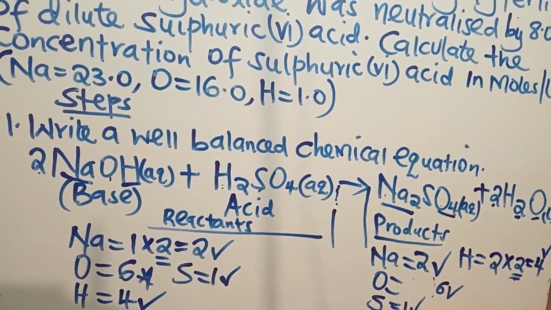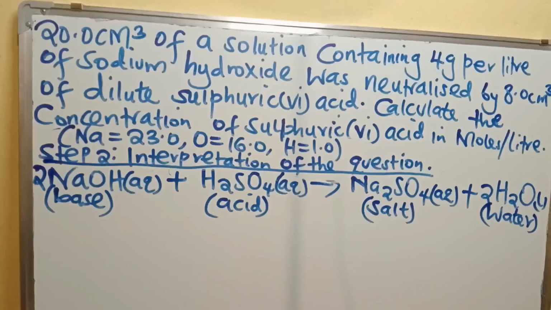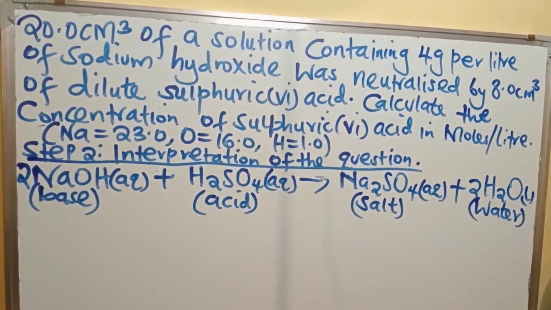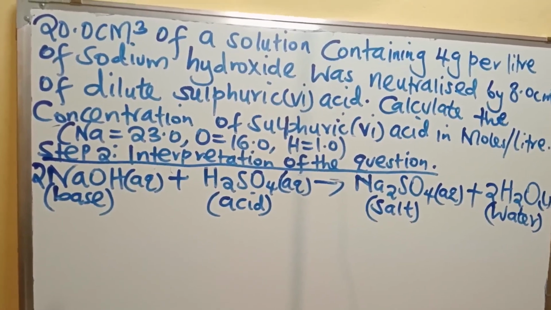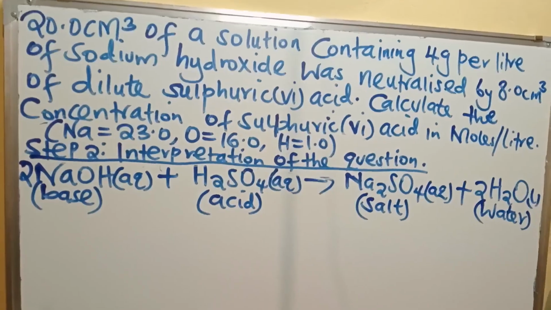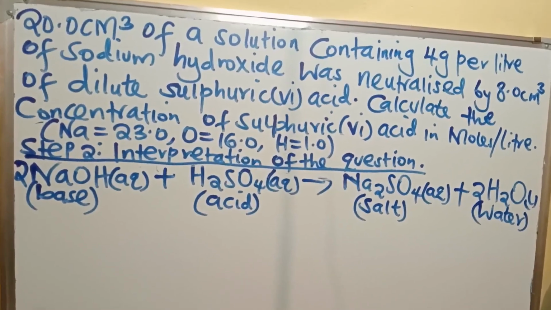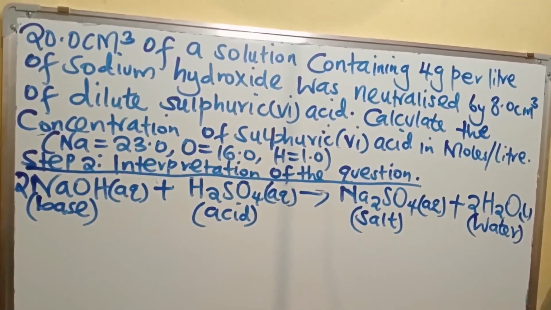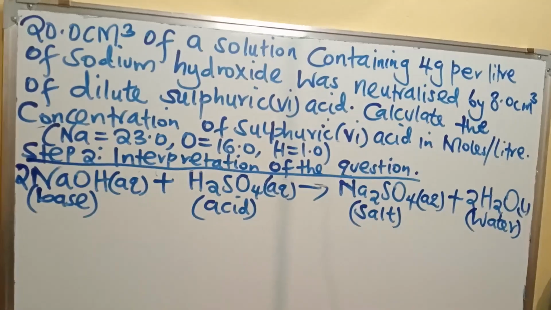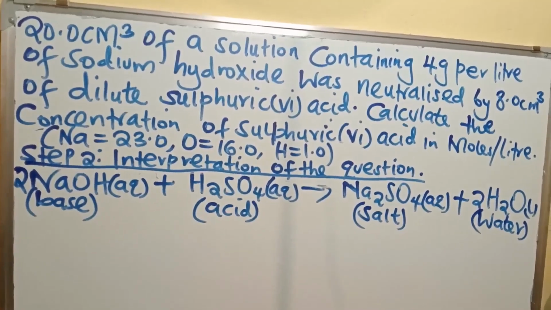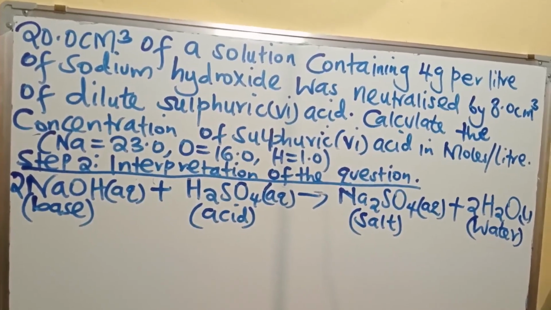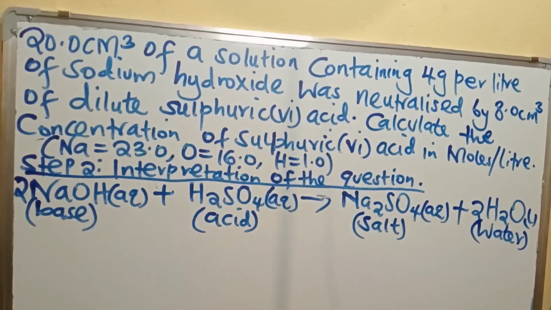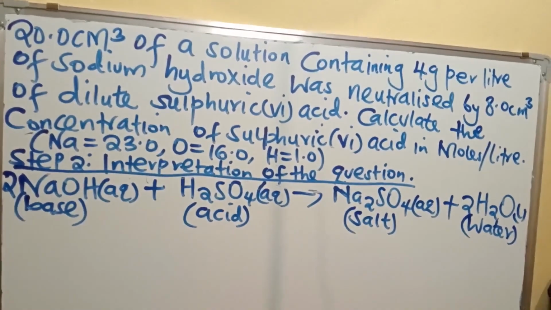Let's now go to step number 2. Step number 2, that comes after we balance the chemical equation, is the interpretation of the question. To interpret the question, we are required to reread the question, and each and every value that has been provided in the question, we write it below each and every substance respectively.